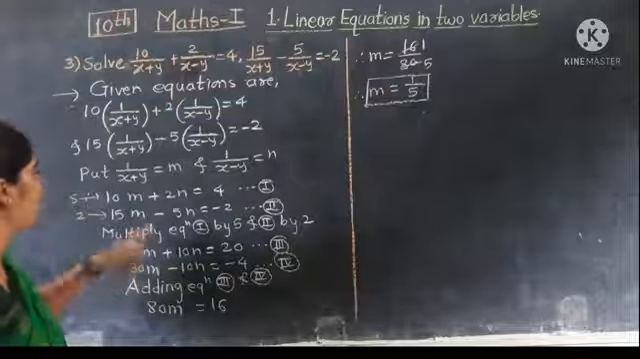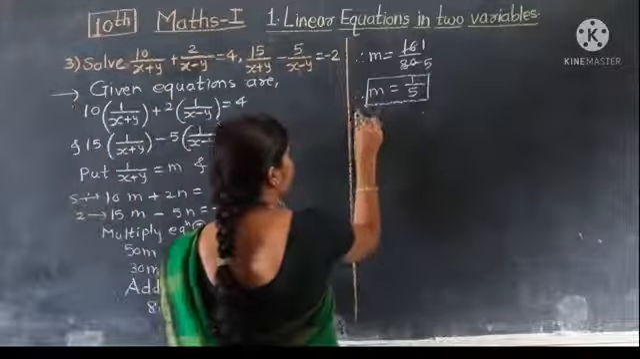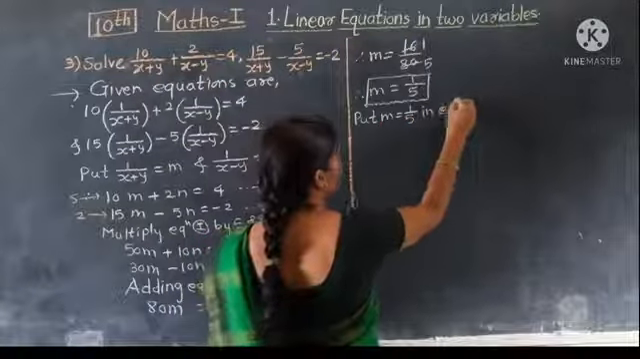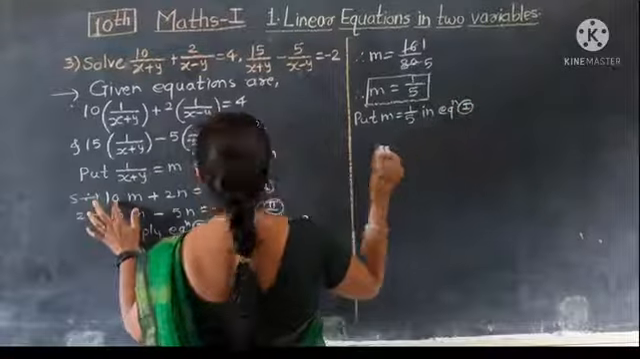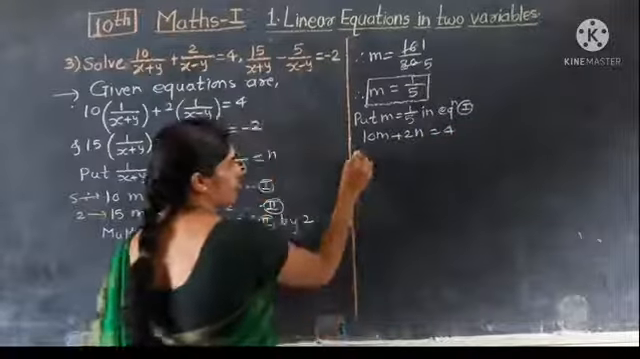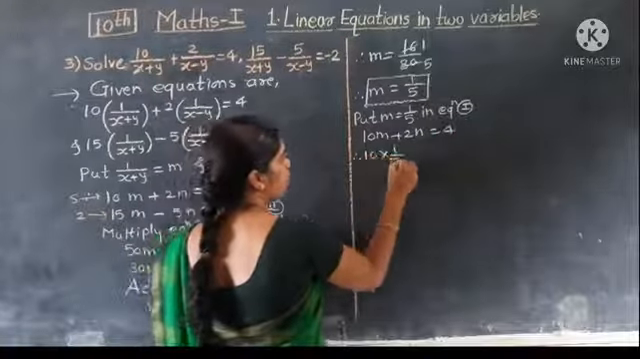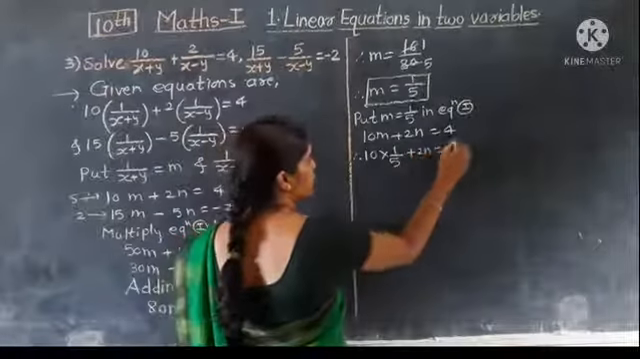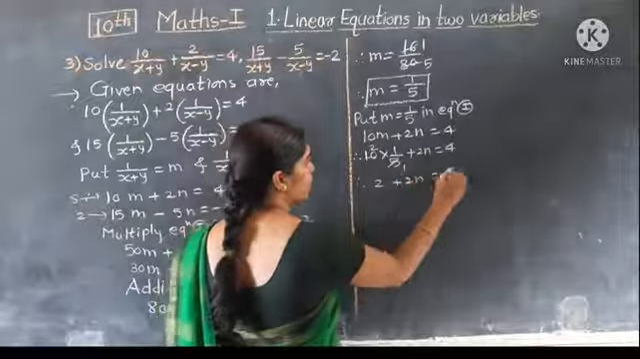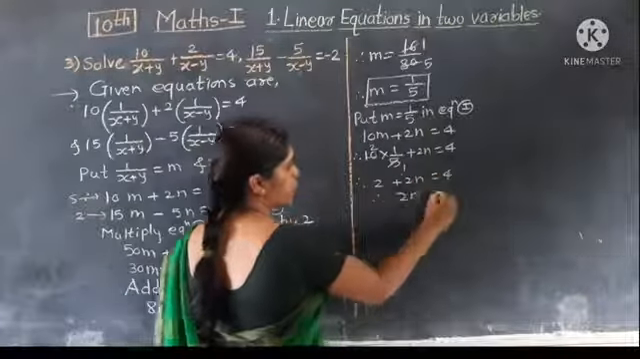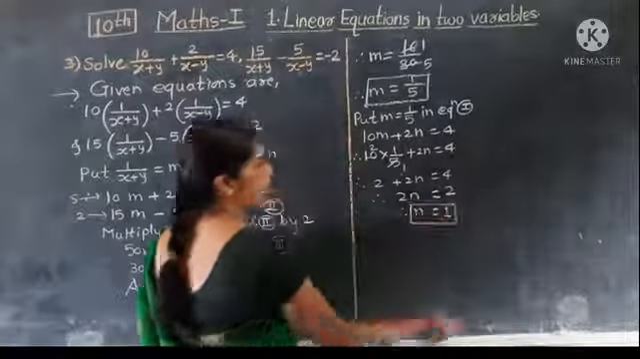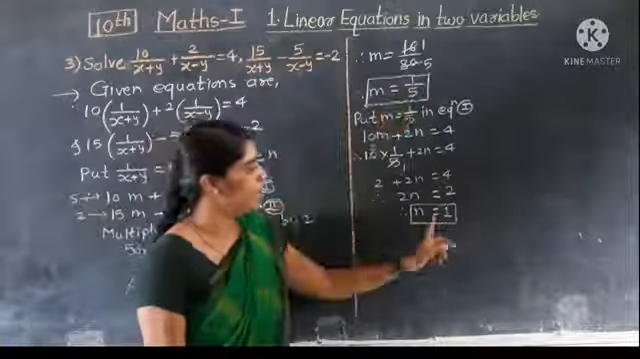Put this value of m in equation first. 10m plus 2n is equal to 4. Therefore, 10 into 1 upon 5, m value, plus 2n is equal to 4. 5 1 is 5, 5 2 is 10. 2 plus 2n is equal to 4. Therefore, we get 2n is equal to 4 minus 2, 2. n is equal to 1. So, we get m is equal to 1 upon 5 and n is equal to 1.